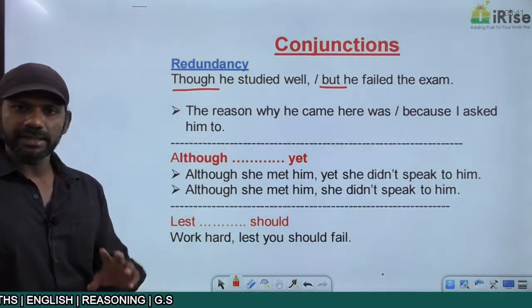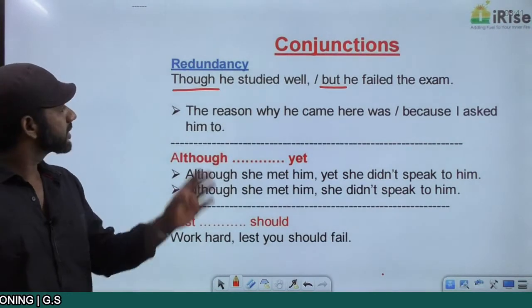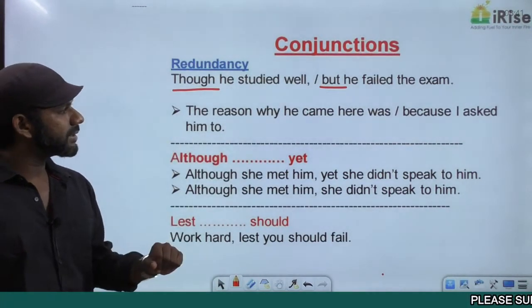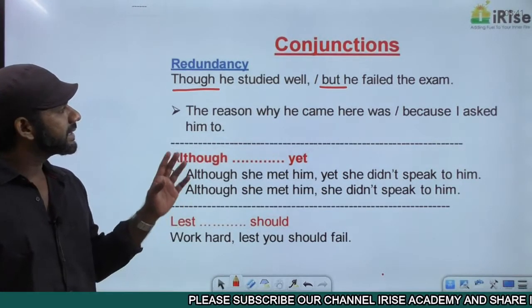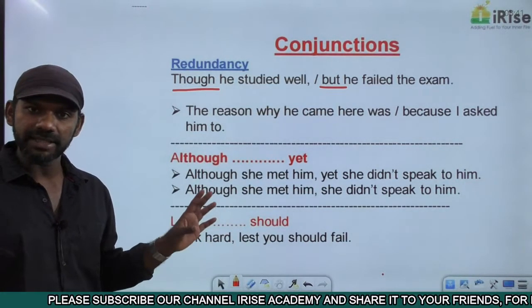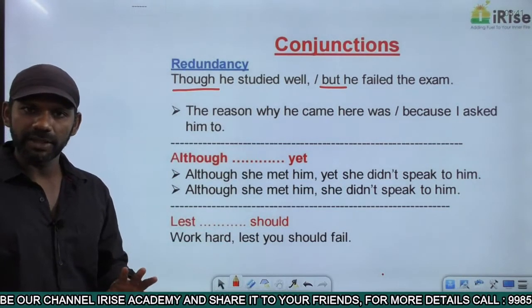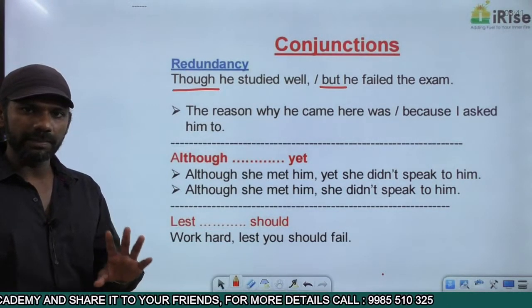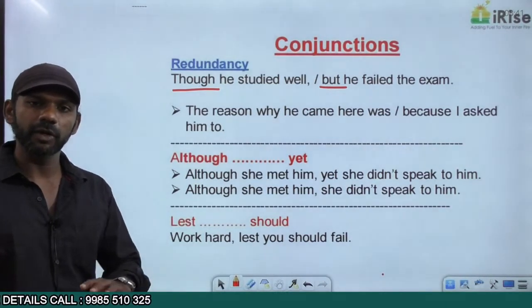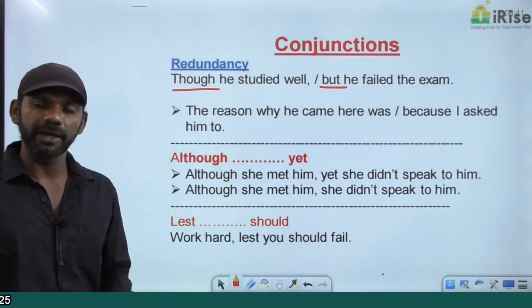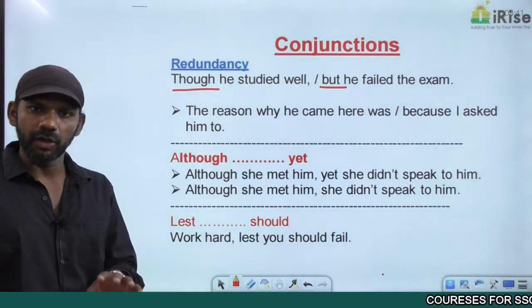Now this sentence can be in two ways. One way is, though he studied well, he failed the exam. Grammatically correct. Or, he studied well, but he failed the exam. That is also grammatically correct. Now we can go for only one part as the answer. Now as I said, in the case of spotting the error, it's all about identifying the part that contains the error. And that is called spotting the error.